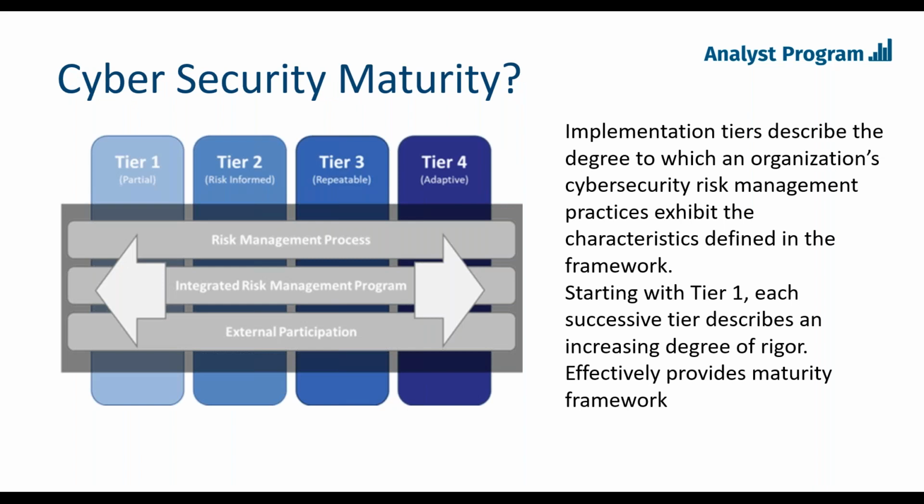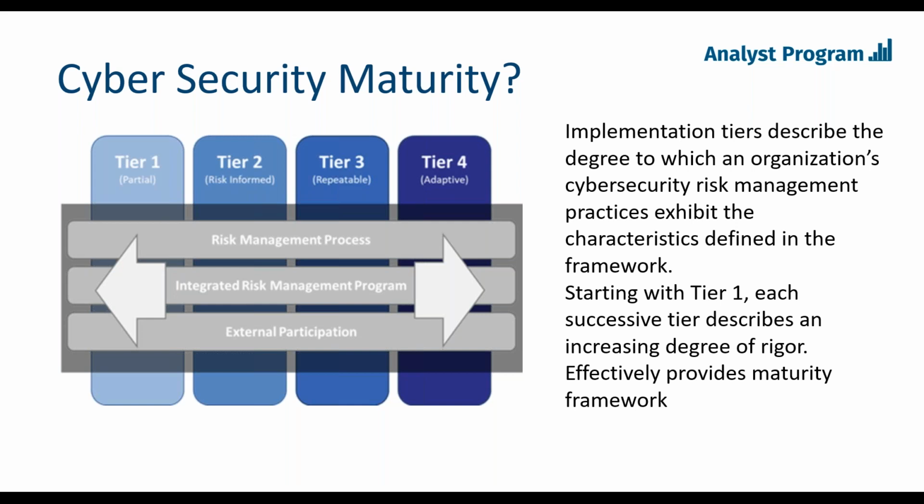One last comment I wanted to make is, the question is about cybersecurity maturity. We talked a little bit about the tiers. Tier 1 is partial, Tier 2 is risk-informed, Tier 3 is now you have things that are repeatable, and now you have an adaptive in Tier 4. It really isn't a security model per se. It's more of a way of looking at your risk management process.